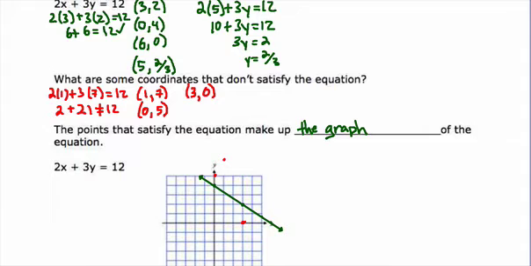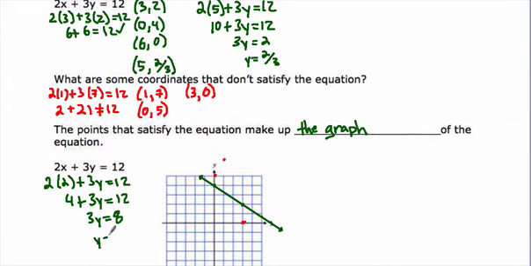Well, it should turn out that any point I put in that satisfies the equation should be on the graph. So let me go ahead and find out. So when x is 2, what should y be? So when x is 2, I'm going to put in a 2 here. What should y be? Well, 2 times 2 is 4. I'm going to subtract 4 from both sides, and I get 3y equals 8.